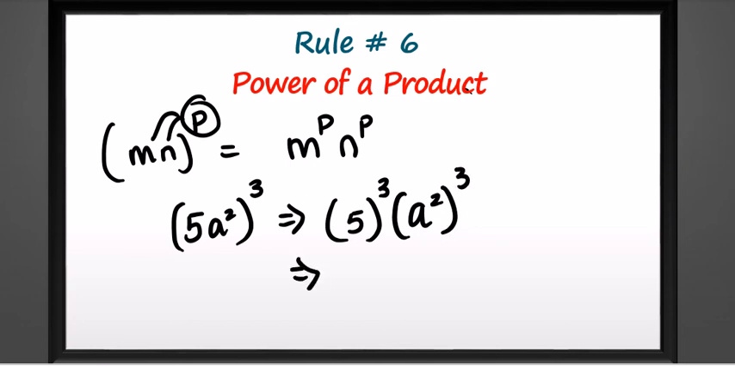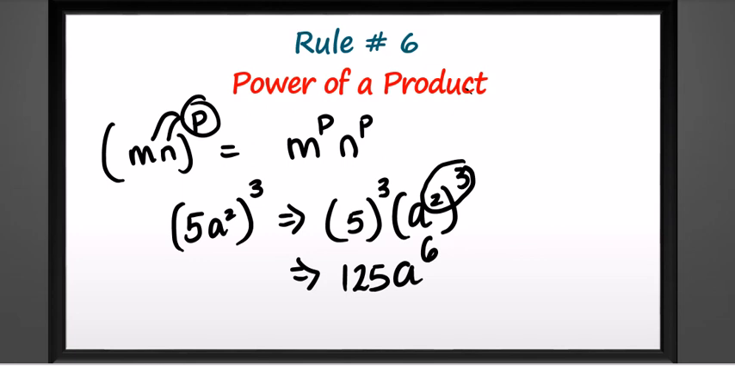This is going to be 5 to the power 3 is 125. And then power raised to a power. I hope you still remember the law here. When you are raising a power to a power, you just simply multiply them. This is going to be a to the power 6.